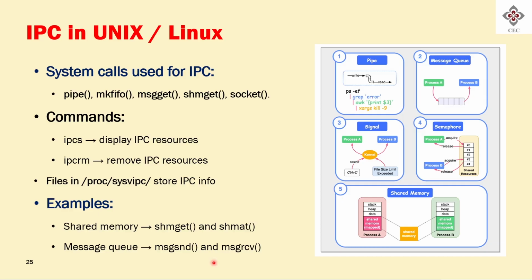Then message queue, where it is used for sending and receiving. If you look at this diagram, it has the pictorial representation of how all these IPC techniques can be implemented. The first is pipe. Here we can see one end writing and another reading. The second is message queue, one process writing in the queue, and all these sizes are fixed, and the message will be received in the process B.